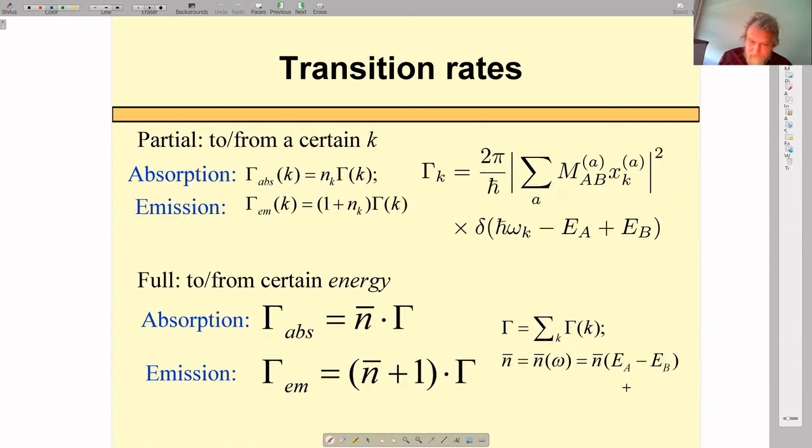Fine. Let us get to transition rate from the squares of matrix elements. Let me first consider partial rate. Partial, it goes to or from a certain wave vector, certain label K.